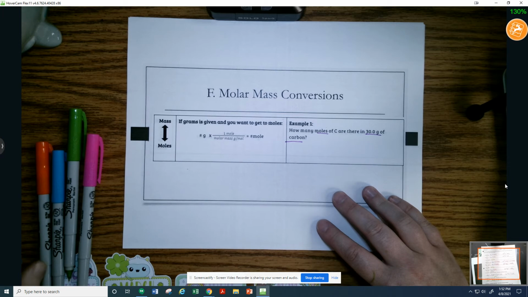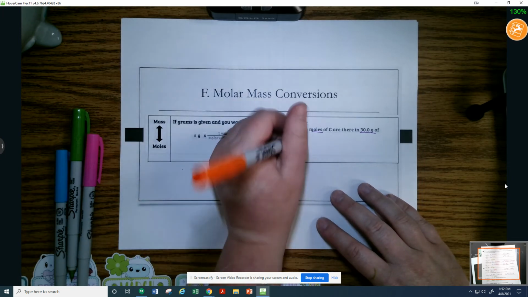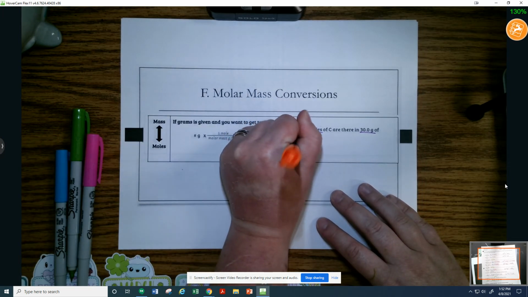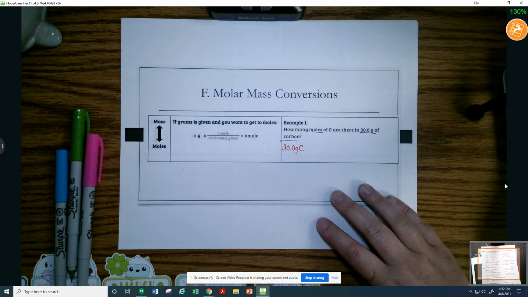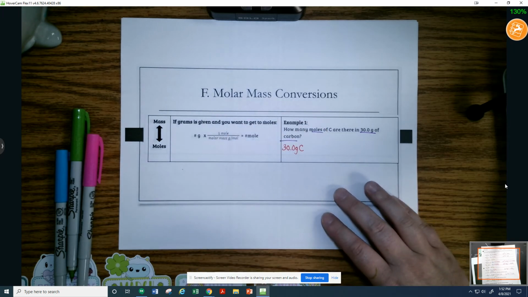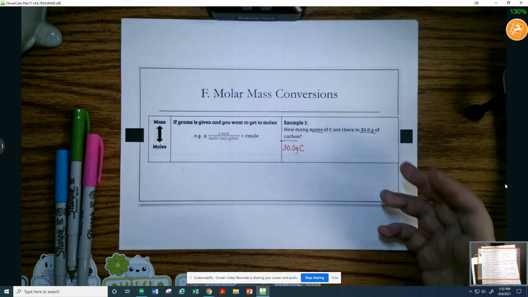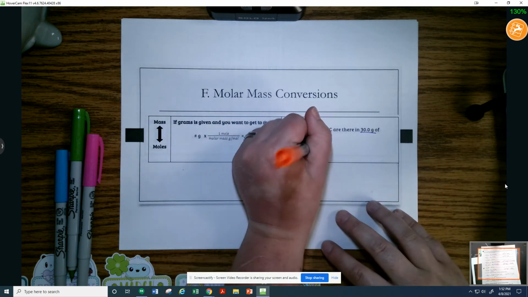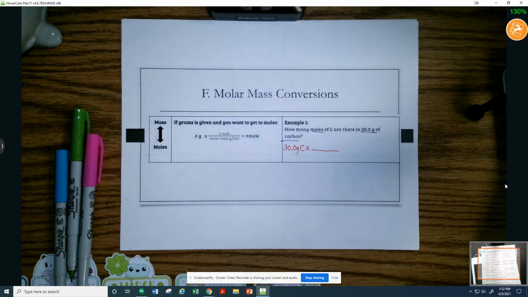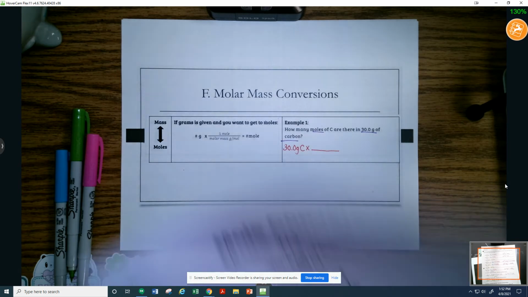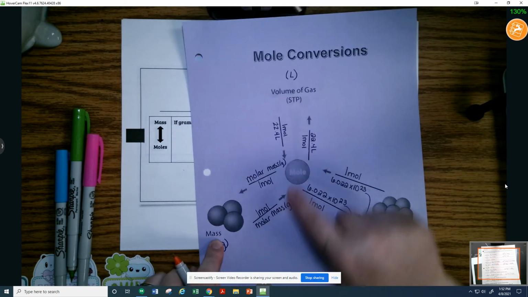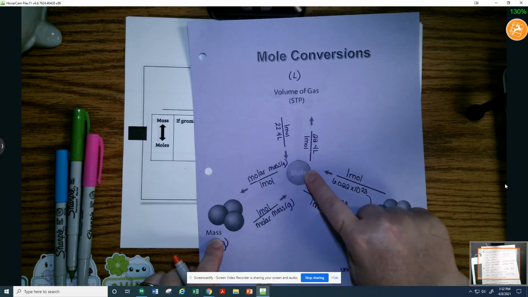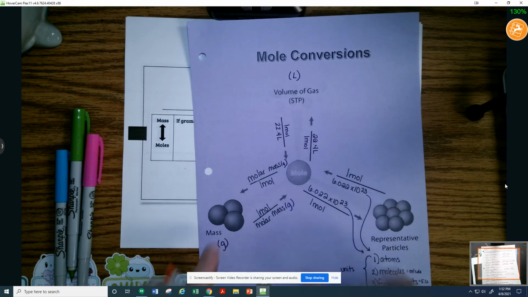So like we've been doing all along, we have a given. We have 30.0 grams. And the one thing I would recommend that you start getting in the habit of now is labeling it with the what. So in this case, we're talking about carbon, so I'm going to include the symbol for carbon, C. It wants to know how many moles. So again, when you look at your mole map, and we are going from grams to moles, to get to that destination, you need its molar mass.